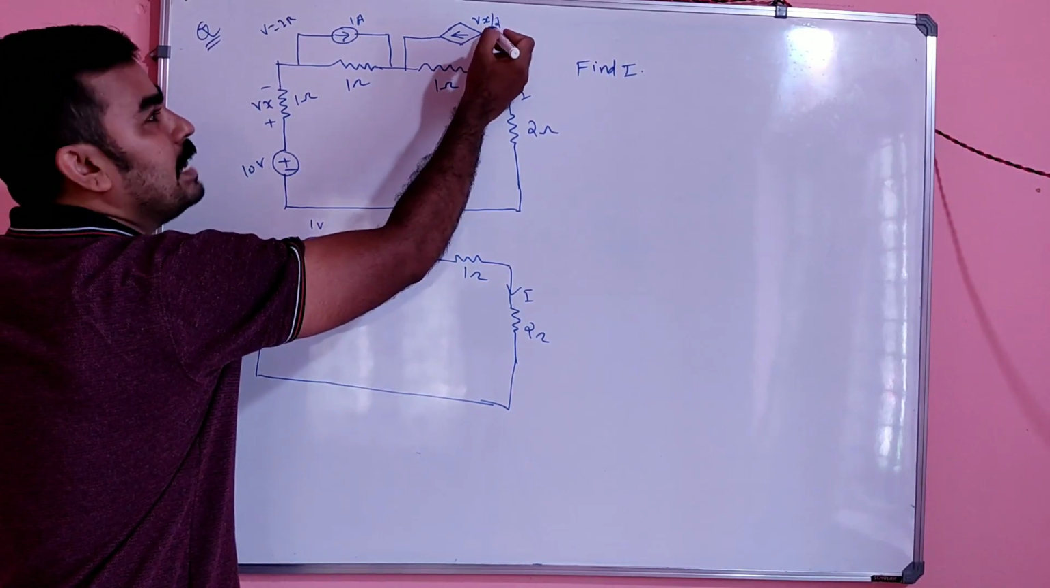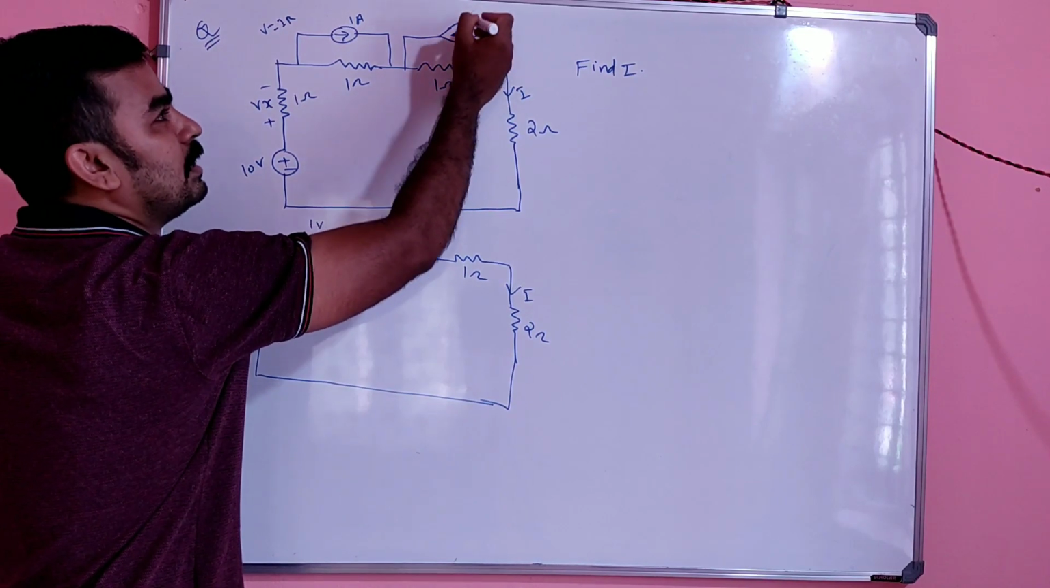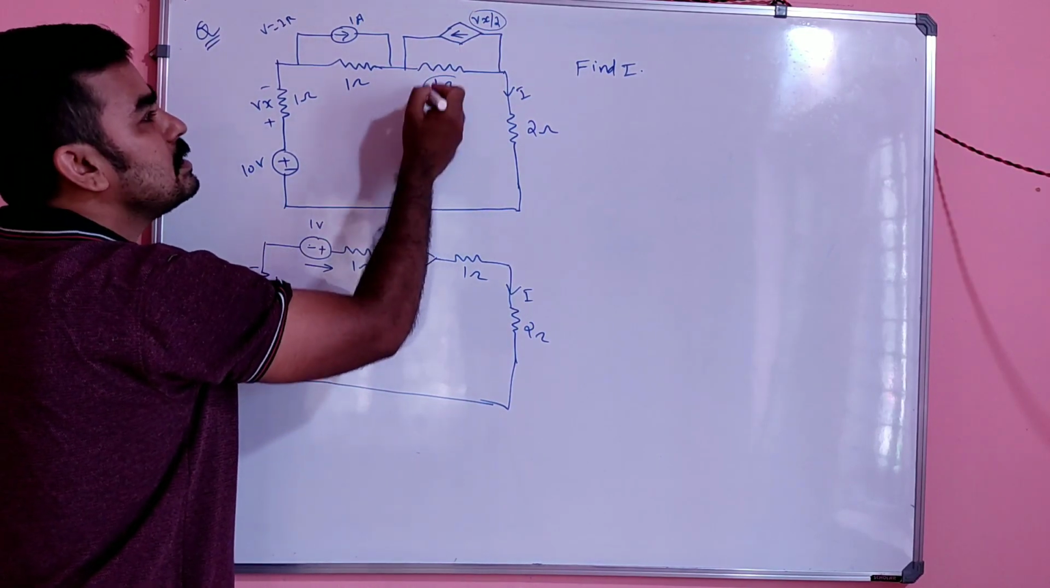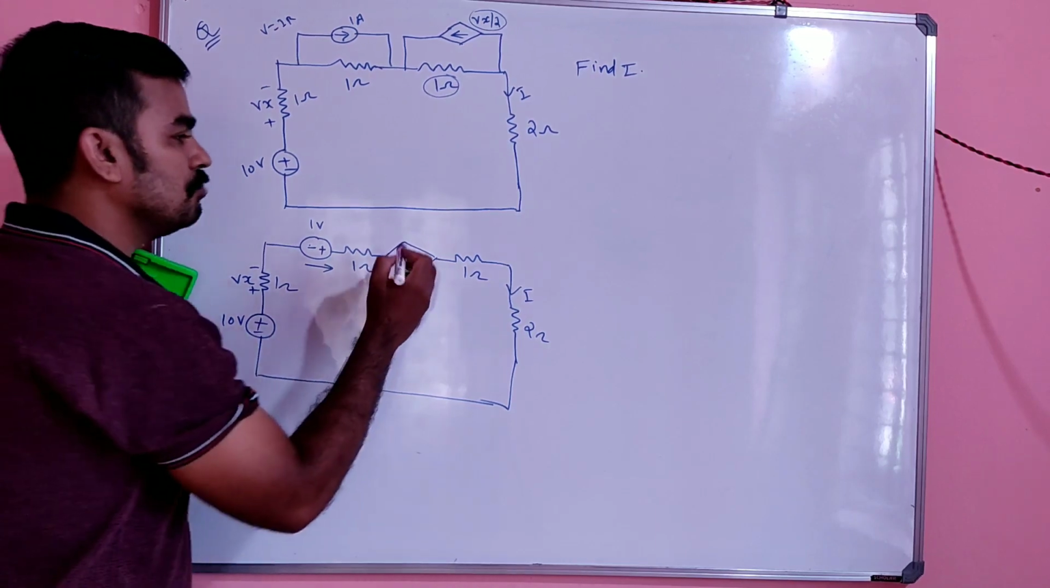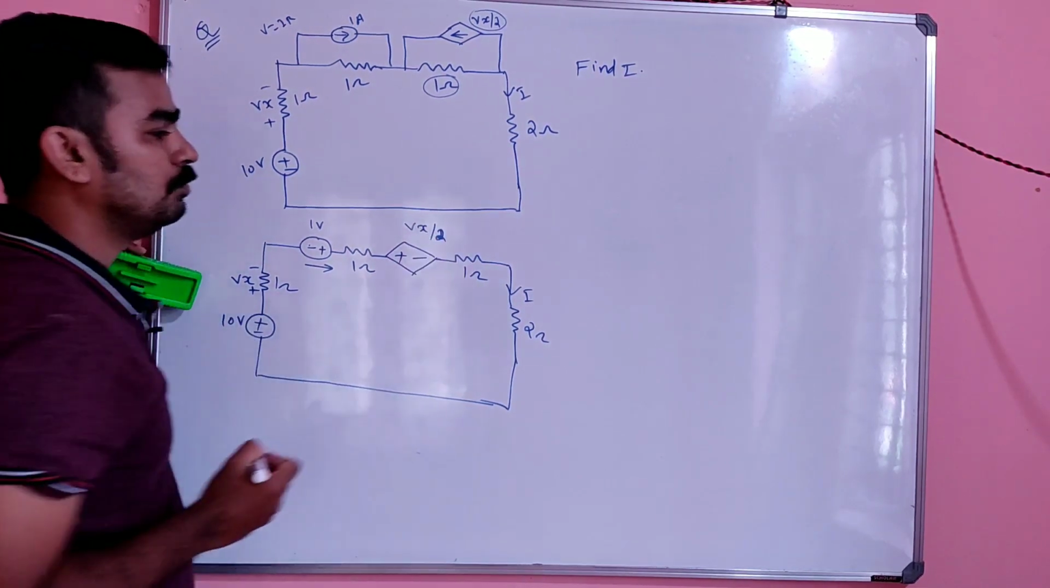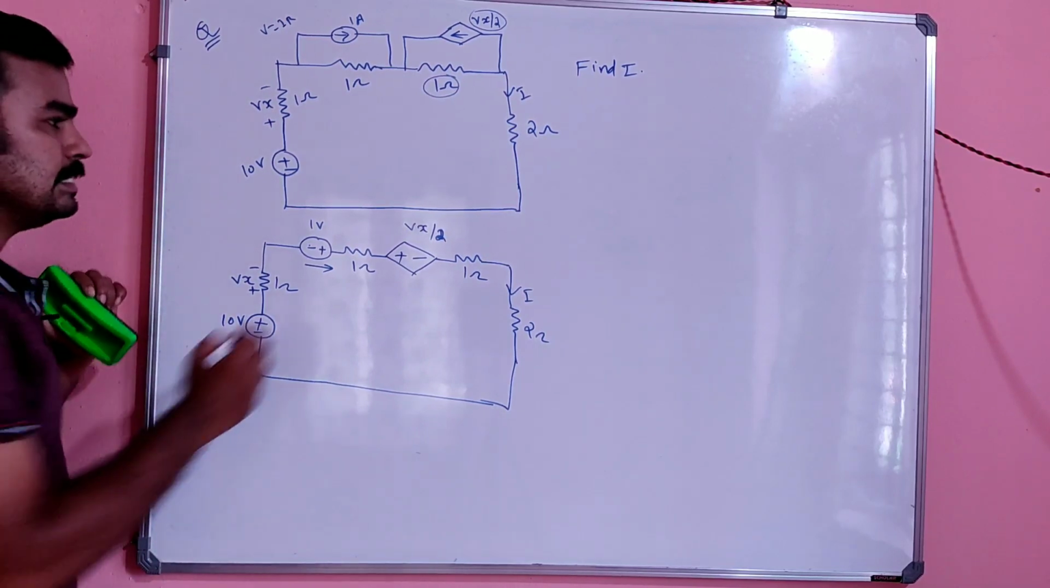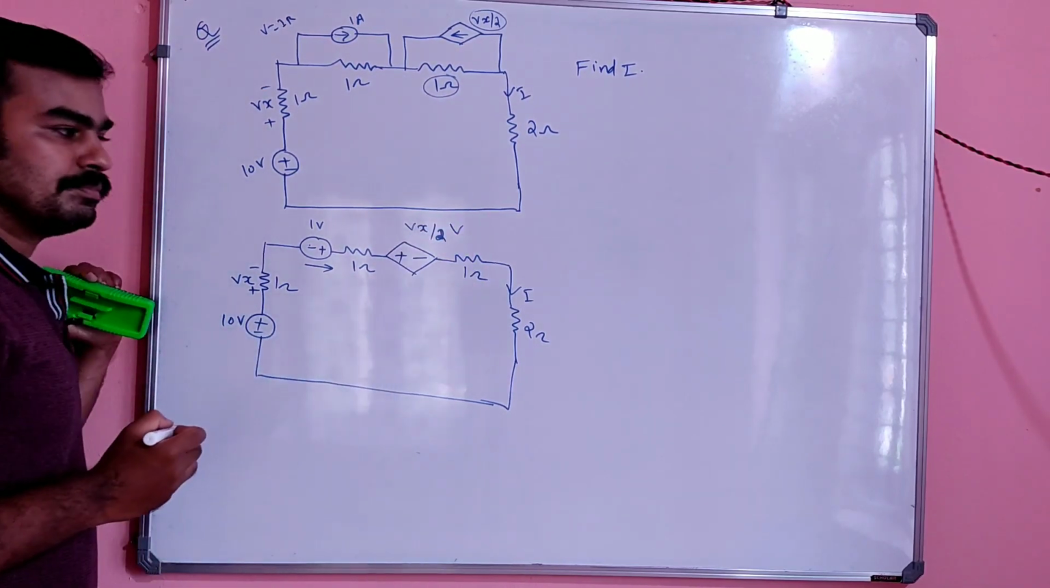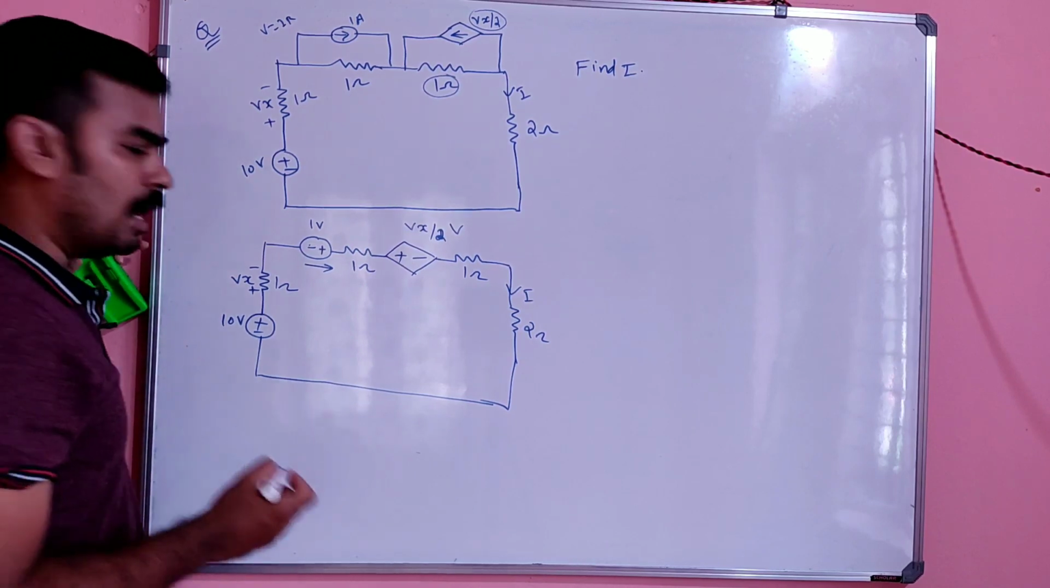V equal to I into R. I is nothing but Vx by 2 and R is nothing but 1 ohm. So it will become simply Vx by 2, Vx by 2 volt. Is it clear? Vx by 2 volt.